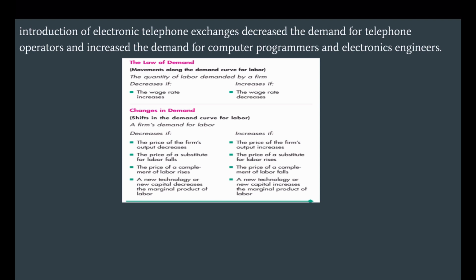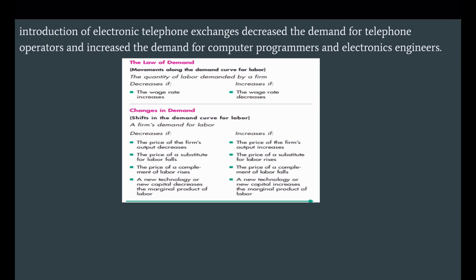So here the chart shows the law of demand. The quantity of labor demanded by a firm decreases if the wage rate increases, and increases if the wage rate decreases, as per the law of demand. This is movement along the demand curve for labor, whereas changes in demand bring a shift in the demand curve for labor.